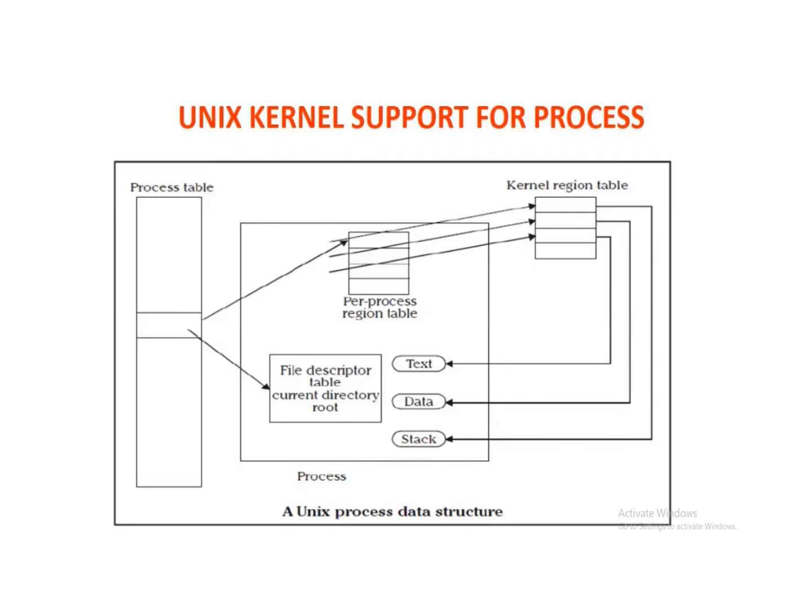So next is UNIX kernel support for the process. Here these are the UNIX process data structures. It has the process table, where each process has its per-process region table. Then each process has the file descriptor table and the current directory and root there. So processes have access to the per-process region, where they have access to the kernel region table, where the kernel has direct access to the text, data and stack segments. From accessing here they perform the operations.